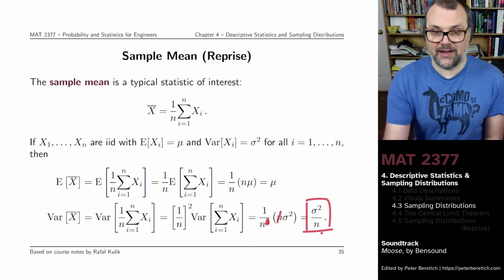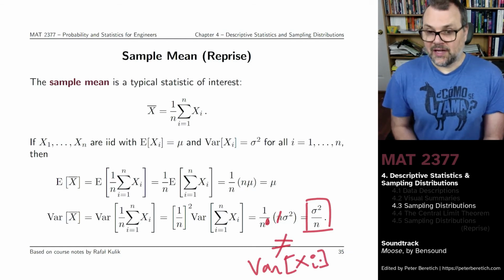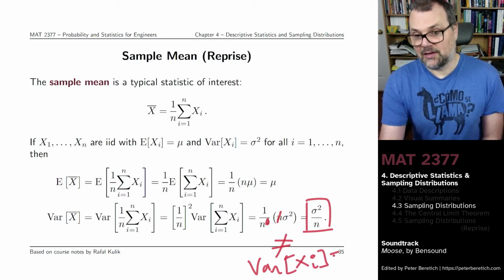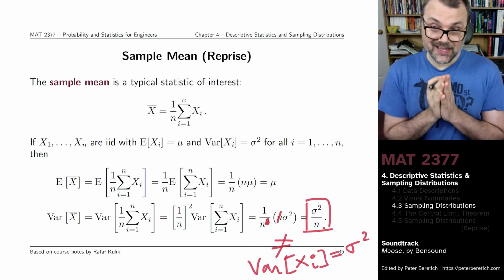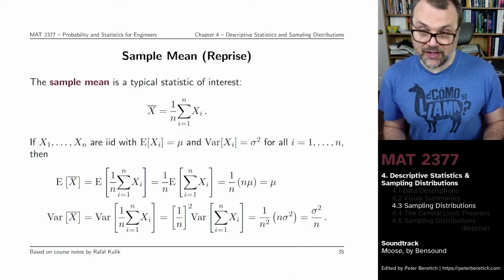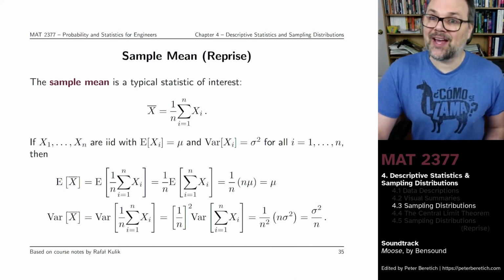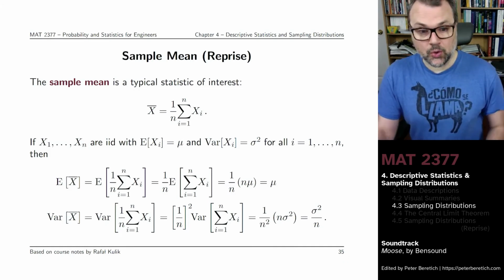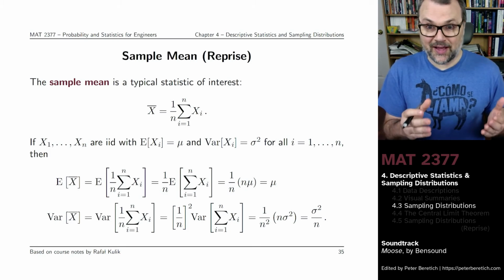And that, however, is not the same as the variance of xi. The variance of xi, that's sigma squared. Okay, so the variance of the mean is in general smaller than the variance of each observation. What this is saying is that if you're trying to estimate the mean, you will in general have less spread in its values.